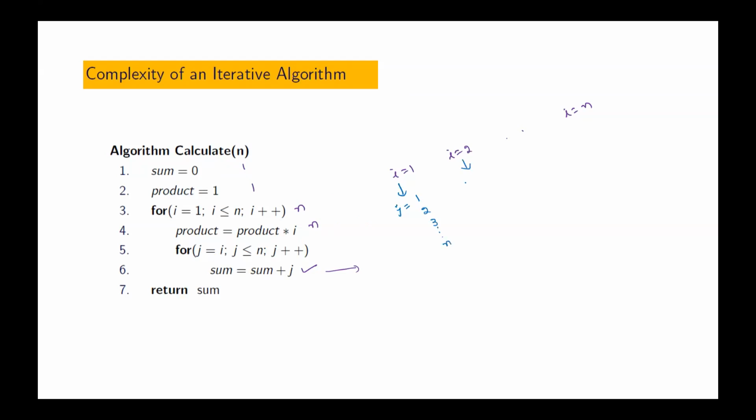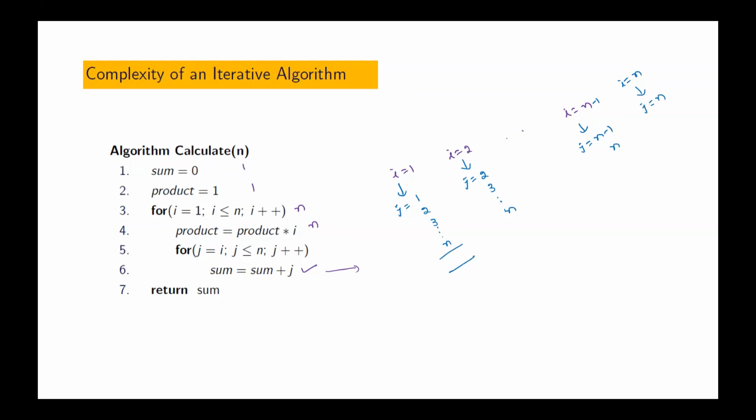When i equals 2, what are the values j takes? j equals 2, 3, and so on, up to n. When i equals n minus 1, what are the values j takes? n minus 1 and n. When i equals n, what are the values j takes? Just n, one time. So total, how many times is this performed?